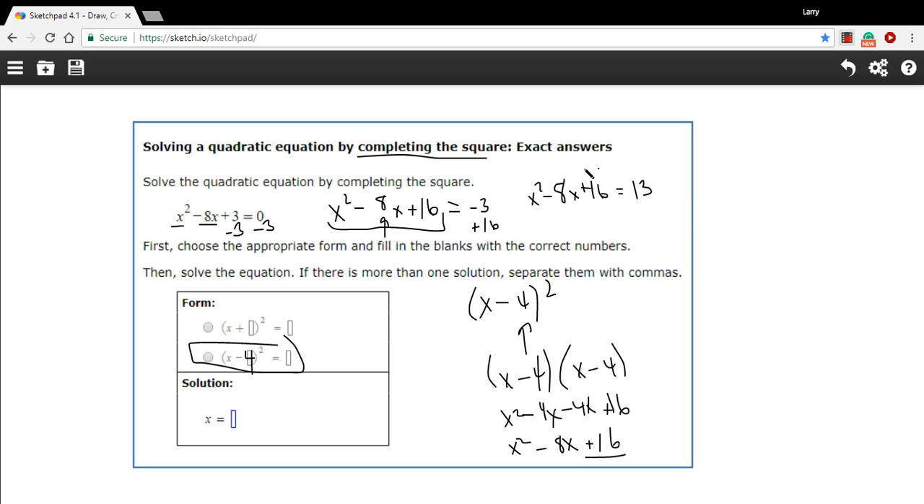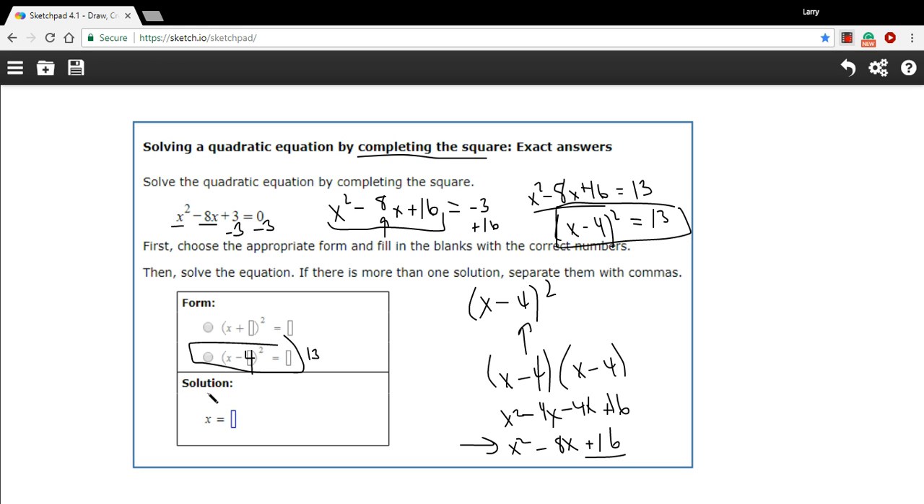So this is my new quadratic equation. I have completed the square here, and this can be rewritten as x minus 4 squared. That's the same thing, right? We just proved that down here. So my answer down here in this first part of the form is x minus 4 squared equals 13. So that's the first part of the answer, this chunk right here.